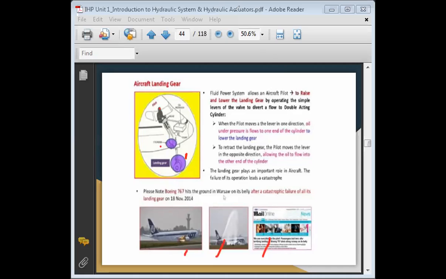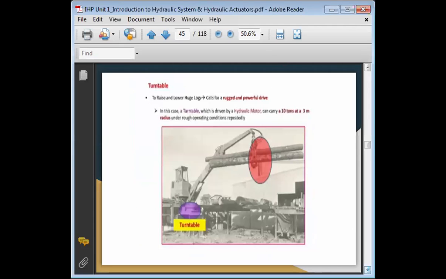Now I will show another application also. Now, turntable. I will show you one more application, that is a turntable. Getting it? So this is a turntable. You can see the turntable. Here I have shown the turntable figure.